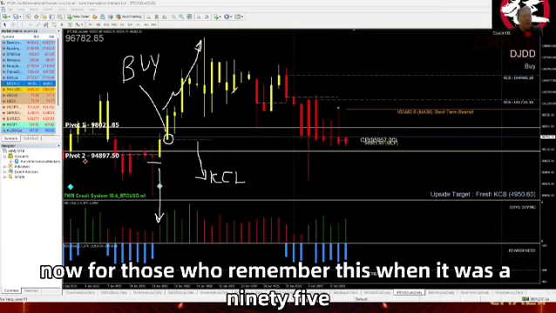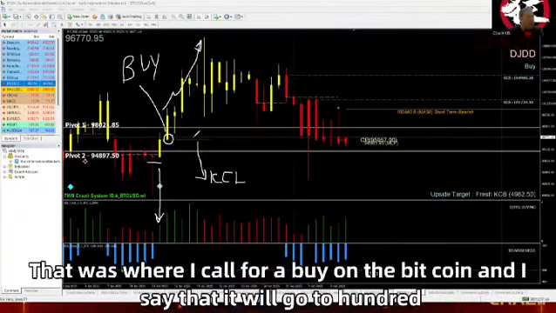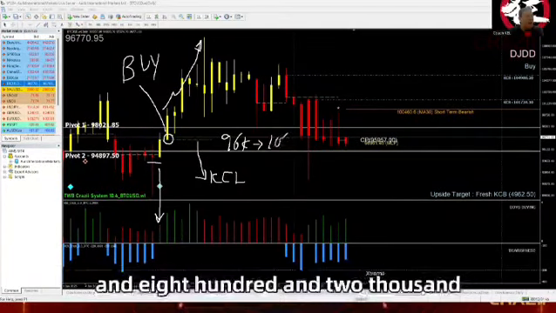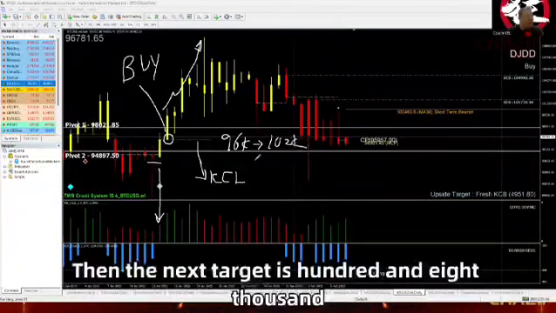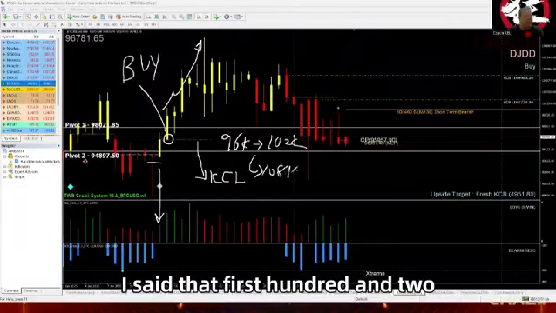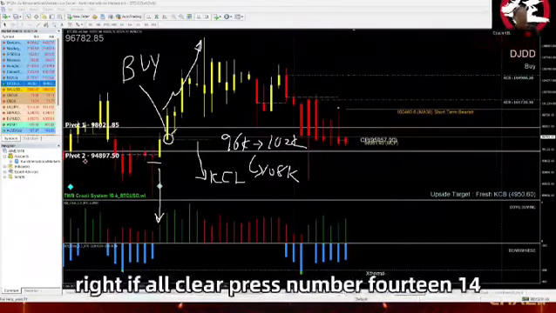Now, for those who remember, when it was at the 96,000 area, that was where I called for a buy on Bitcoin, and I said that it will go to 102,000 first. Then the next target is 108,000. Remember, I said first 102, second 108. So really, the Bitcoin shot up accordingly. Right, if all clear, press number 14, 1, 4.